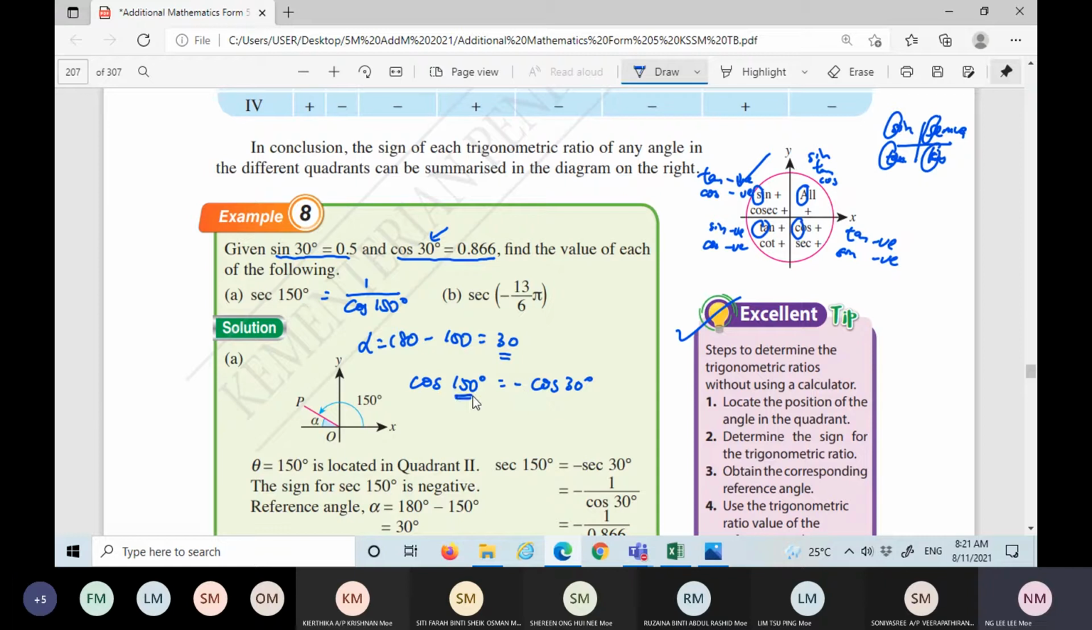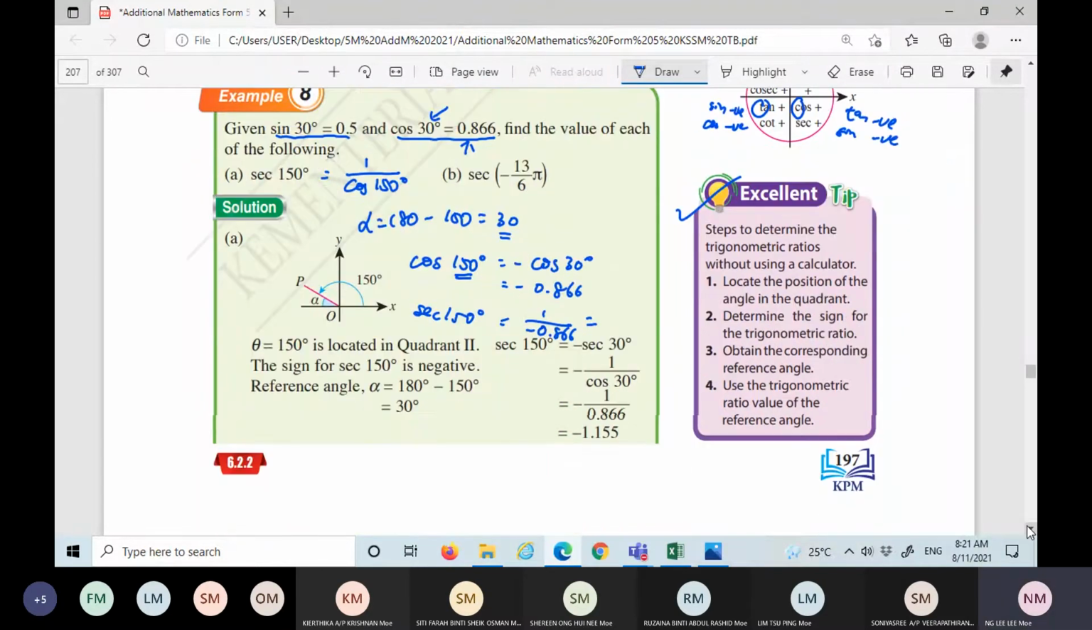Check this one, second quadrant: cos is negative, so write a negative for it. Then cos 30 is what from here? 0.866. Then put it back here. So sec 150 will be equal to 1 over negative 0.866, and then press the calculator to get your answer. So the answer is this. I hope you can slowly digest and do this type of question.